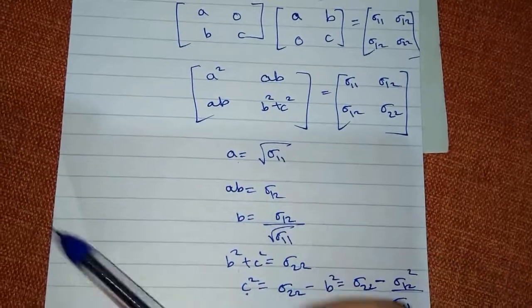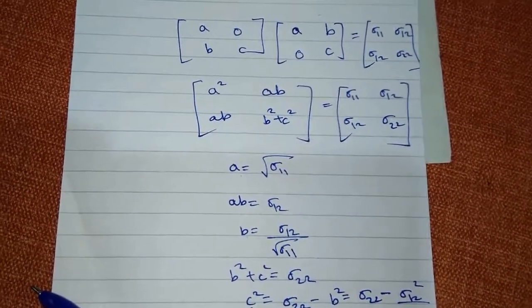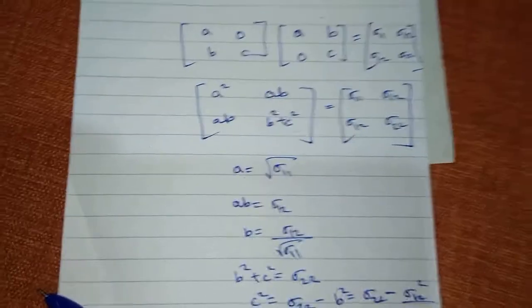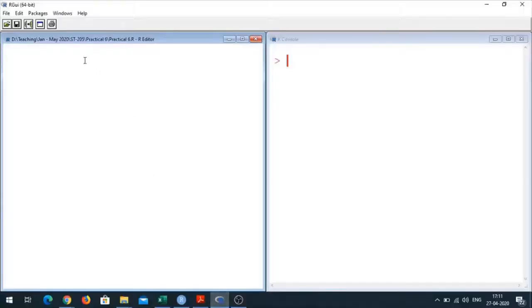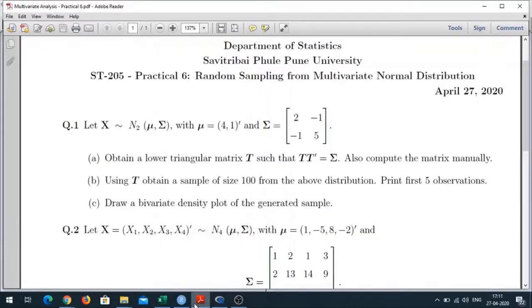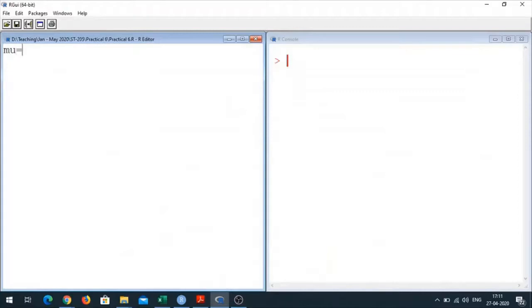Let us enter what are my values of mu and sigma. So mu is 4, 1, and my sigma is a matrix with entries 2, -1, -1, 5. I don't need to give byrow equal to TRUE because this is a symmetric matrix.